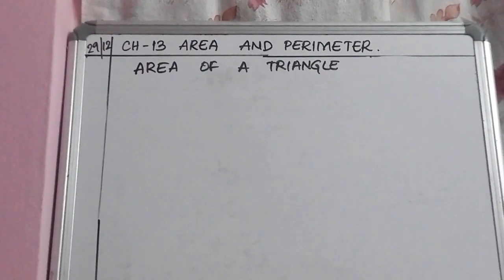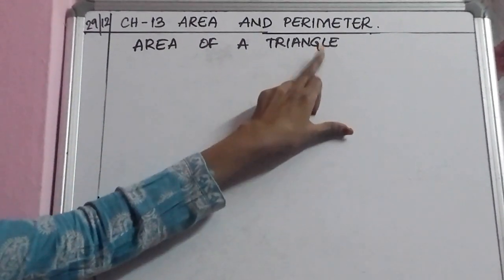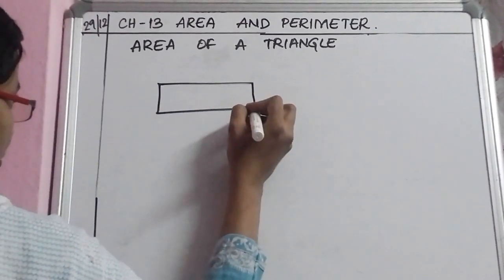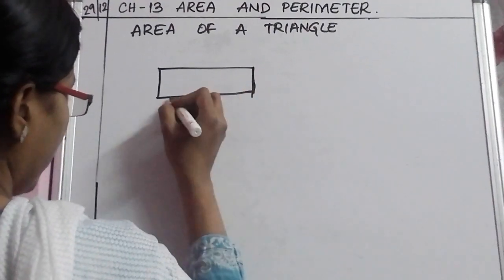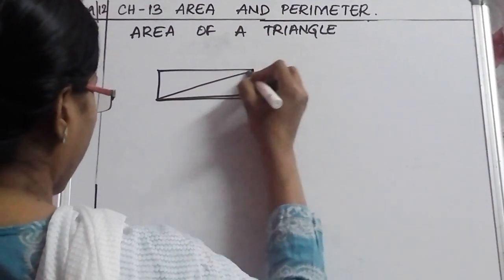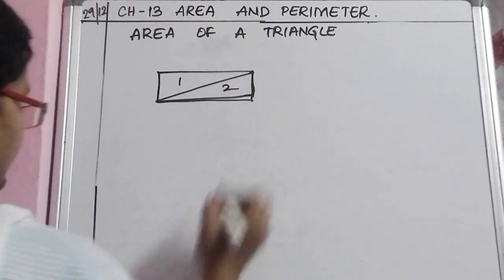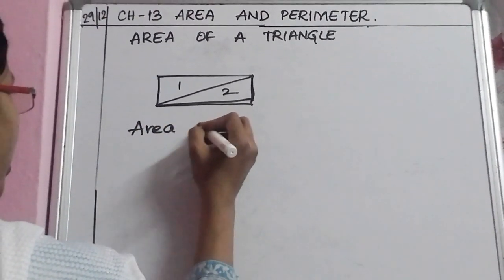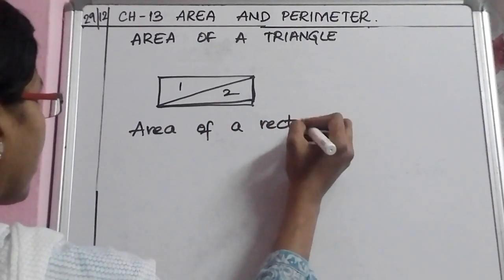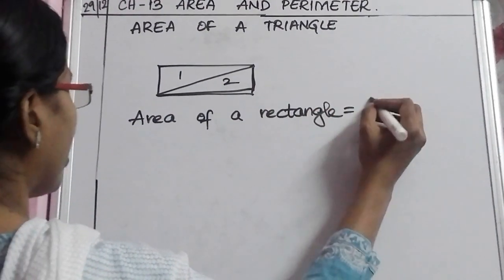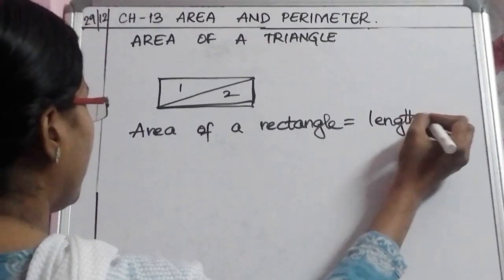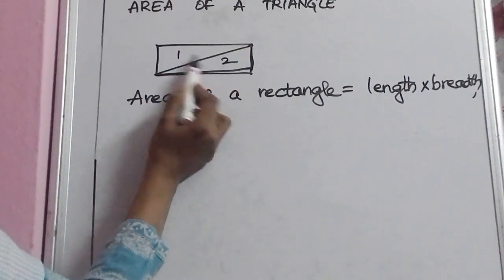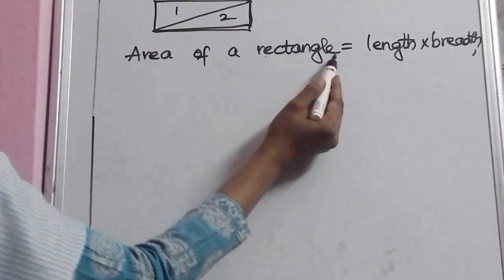The next part we are going to learn in this chapter is finding out the area of a triangle. So first let us consider a rectangle. A rectangle is drawn, and if I cut this rectangle like this, you can see that two triangles are formed. Now let us write the formula for area of a rectangle. Area of a rectangle is equal to length into breadth.